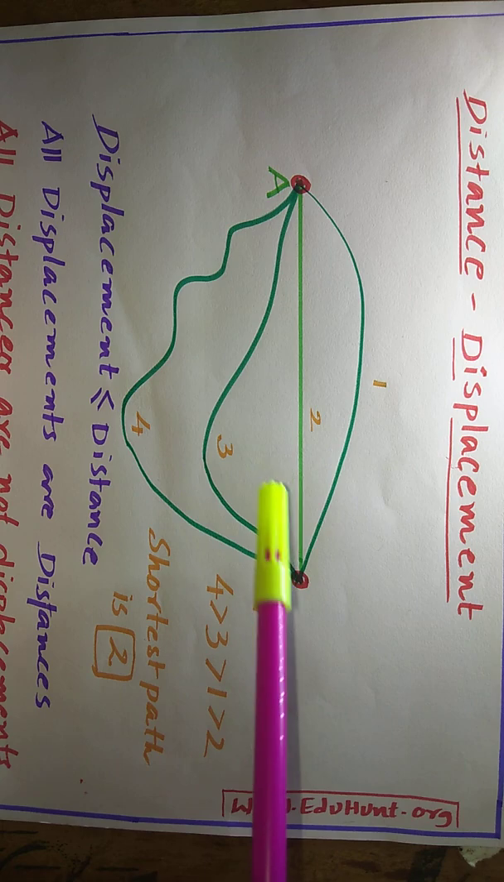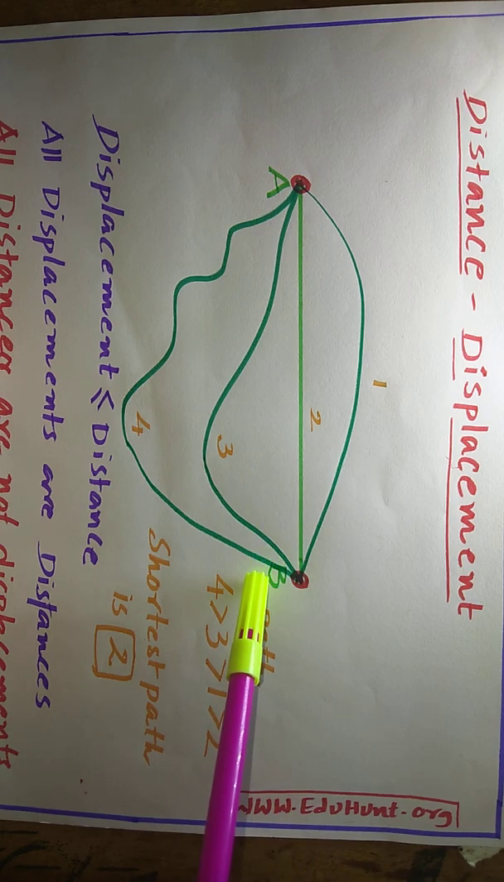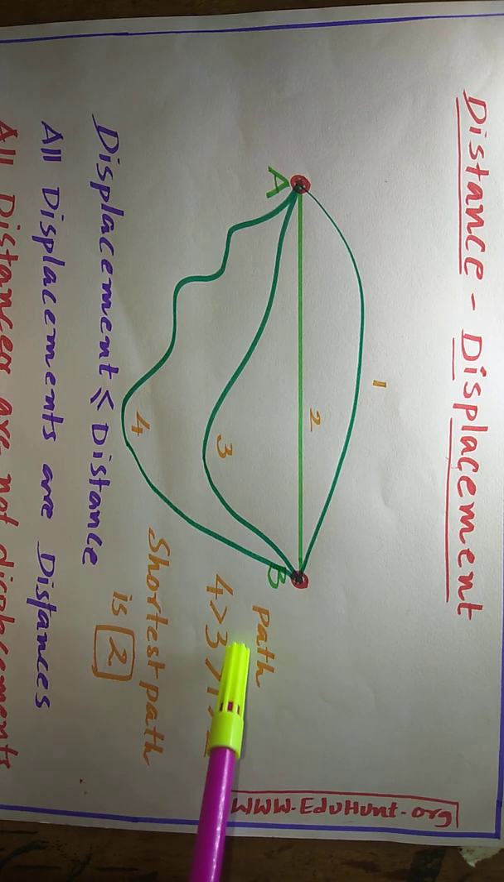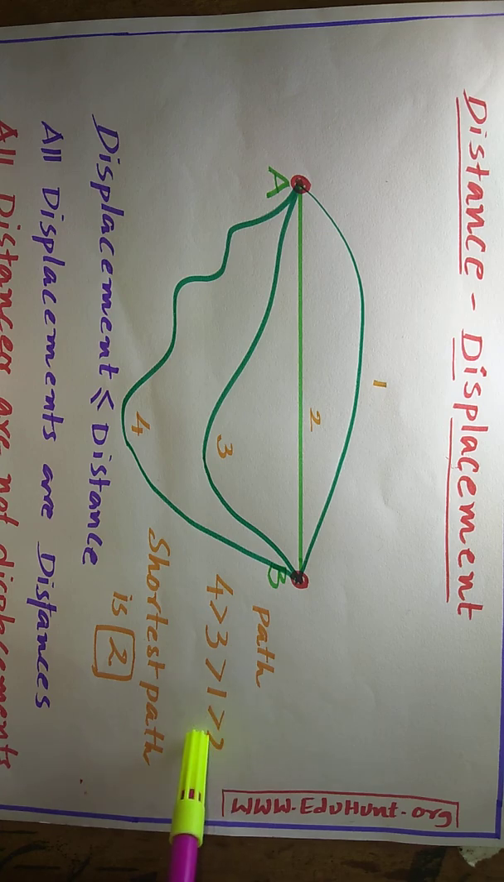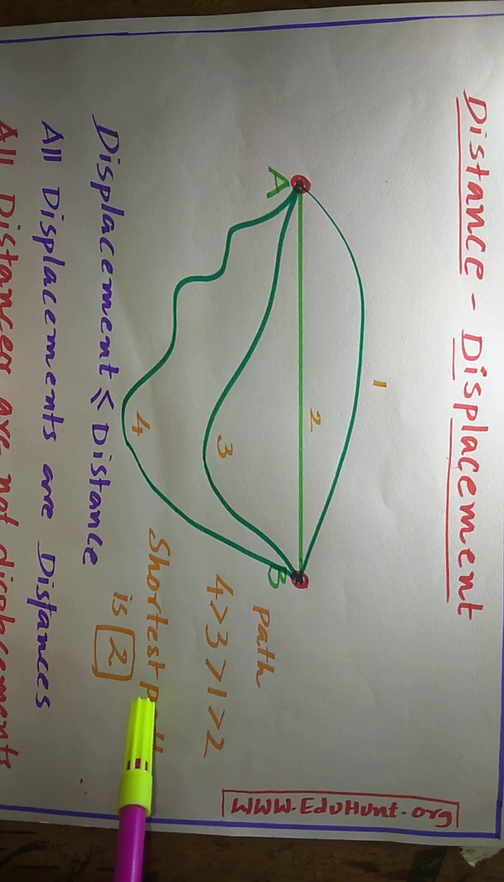From this figure, it is very clear that path 4 is greater than path 3, path 3 is greater than path 1, and path 1 is greater than path 2. Conversely, we can say that path 2 is the least path and this is called the shortest path. The shortest path has a special name, that is displacement. What is displacement? The shortest path length is called displacement.